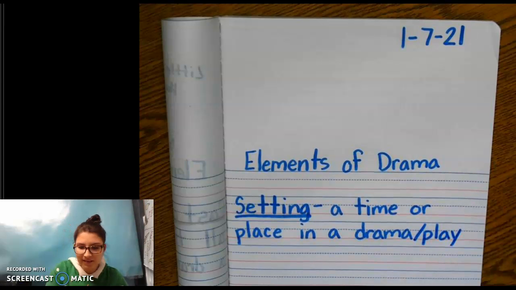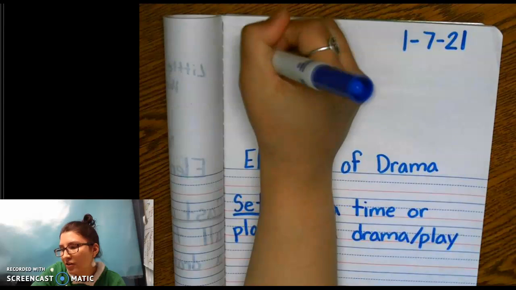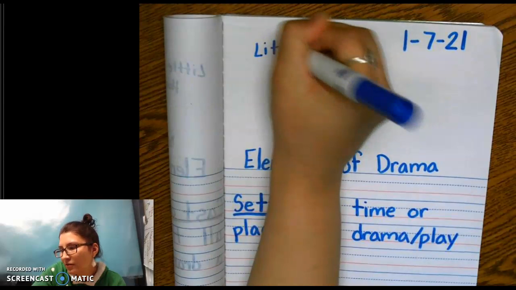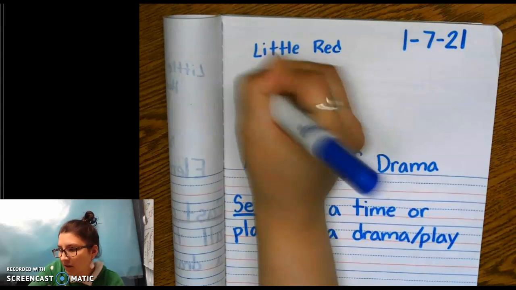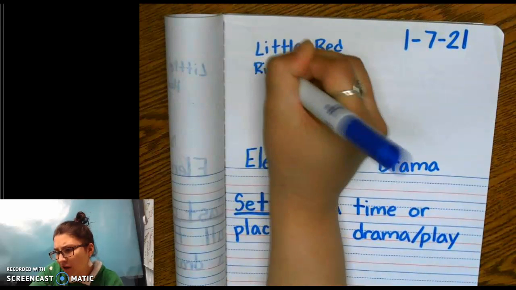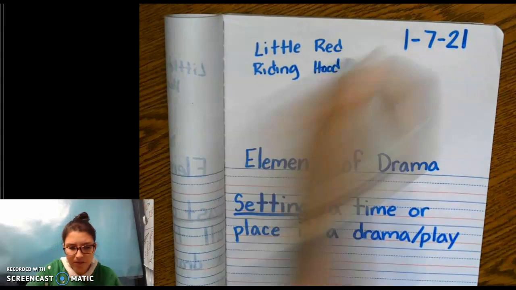All right. So yesterday I did Little Red Riding Hood, so I'm going to continue on with that. I did the character, two characters. So Little Red Riding Hood. You don't have to copy this. You can pick your own play. I'm just going to stick with this one.